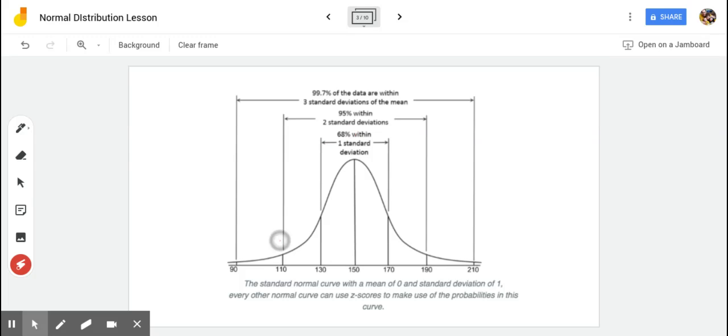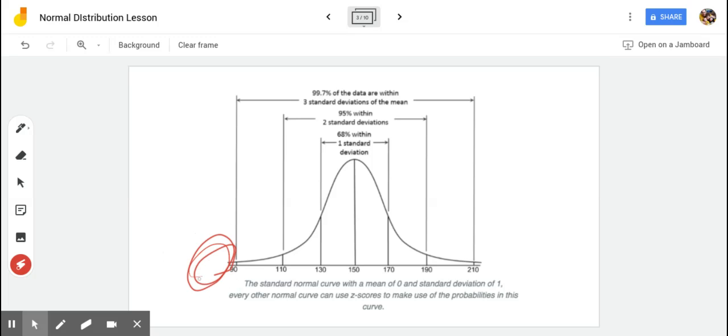And then two standard deviations, the magic number is 95%. So 95% are between here and here, 110 and 190. And then 99.7 covers three standard deviations. Now there's still a 0.13% that's below here, and a 0.15% that's above and below.